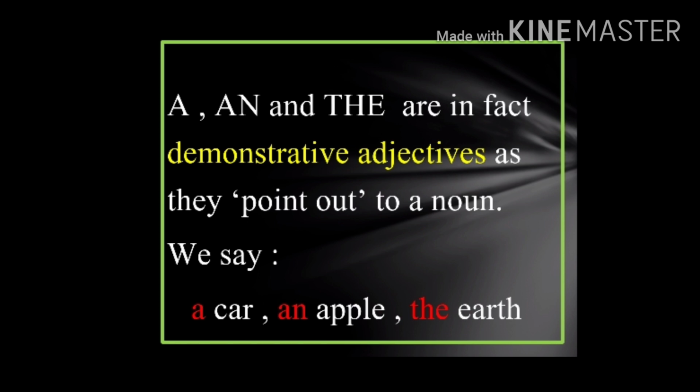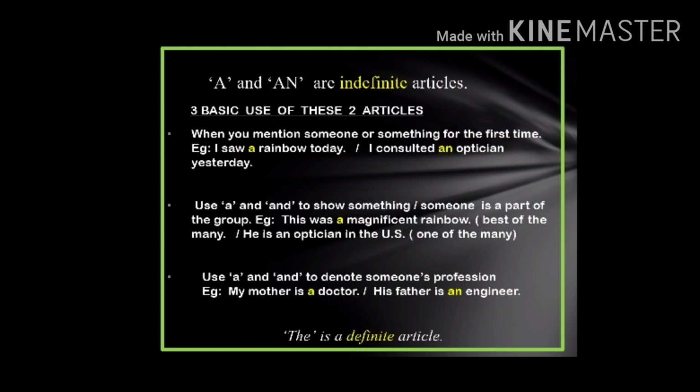Look at the 3 examples that I've given you: a car, an apple, the earth. This is what you have always known from the time you started learning English. There are 3 basic rules for the use of a and an. The first one is when you mention someone or something for the first time. For example, in a paragraph, when you're mentioning a rainbow or an optician or someone, you will write a or an depending upon whether it's a vowel or a consonant.